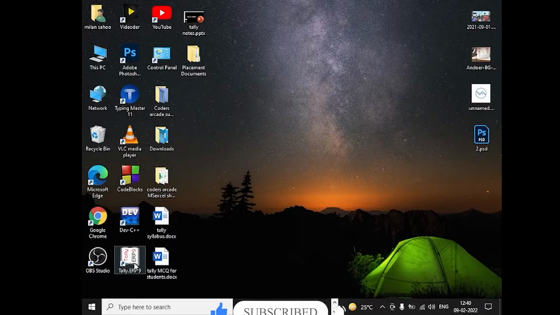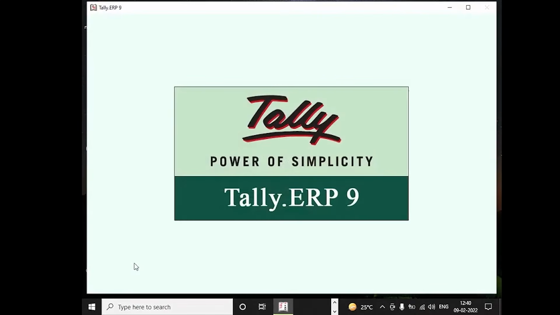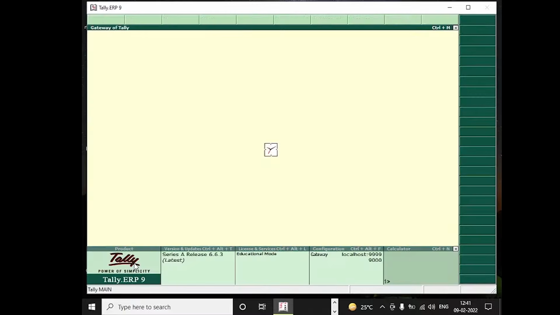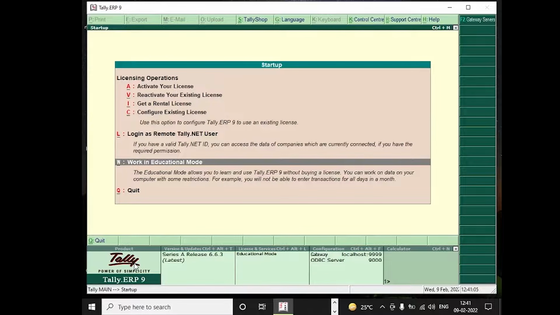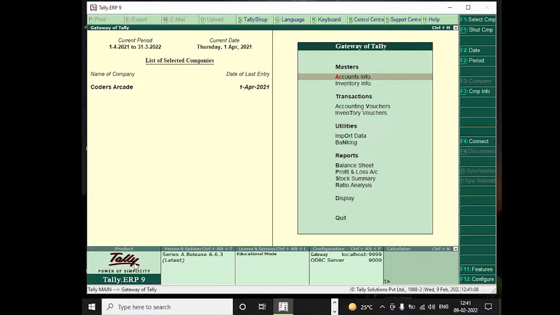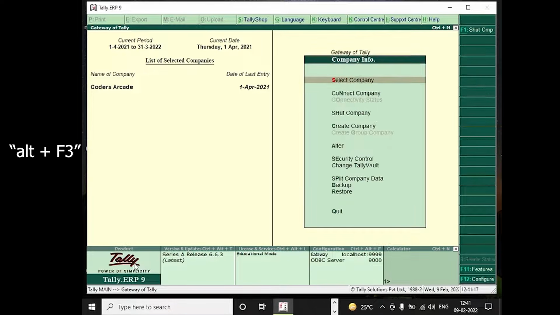Now let us begin with the problem. So go to Tally ERP9. This is the logo of Tally, power of simplicity. Now go to work in educational mode. Press enter. This is how Tally looks. The very first step in Tally is creation of company. So press Alt plus F3 for creating the company. Now go to create company and press enter.